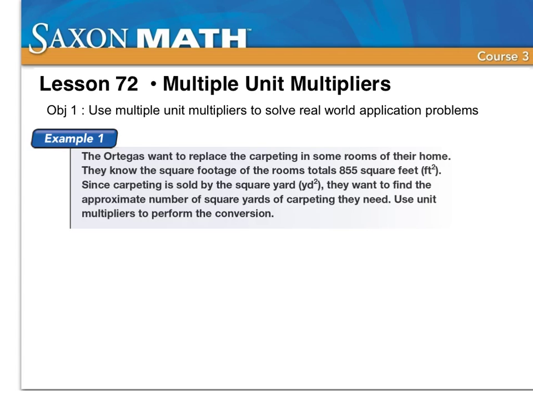So again, when we use unit multipliers, the first thing we're supposed to do is take the information we're given. So we're going to write down 855 feet squared, or square feet, and put it over 1. Now we want to convert to square yards. So I need a unit multiplier for square feet to square yards. Well, I know that there's 3 feet in 1 yard.